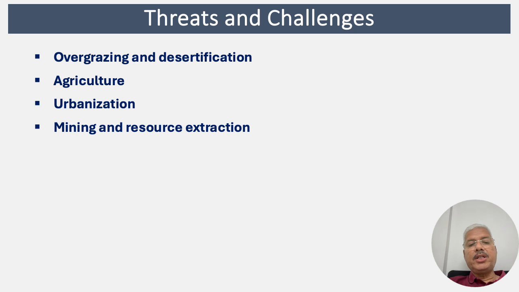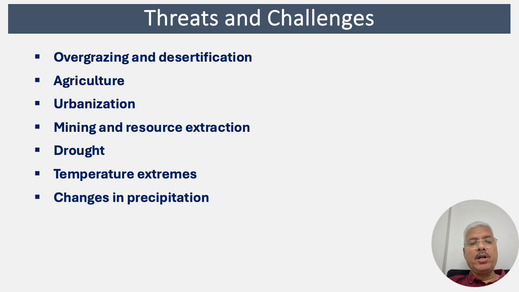The expansion of cities and infrastructure can encroach on the grassland areas, fragmenting the habitats and reducing the biodiversity. Mining and other resource extraction activities can disrupt these ecosystems. Climate change is leading to more frequent and severe droughts, which reduce their productivity. Rising temperatures alter the plant growth pattern, increase the risk of wildfires, and affect the availability of water resources. Shifts in rainfall pattern can disrupt the water balance.